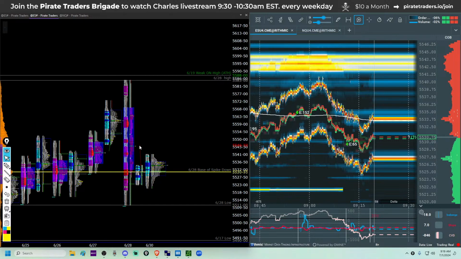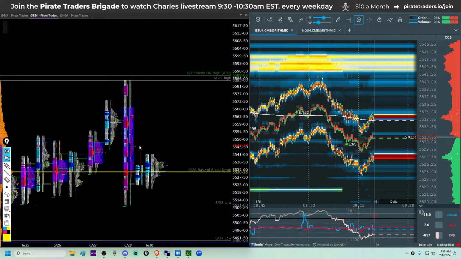Elsa in the house. Matt says, quick question. What's the difference between the heat map on the right and the footprint chart on the left? I'm new, so sorry if this is a stupid question. It's not a stupid question, Matt. That's what I'm here for.